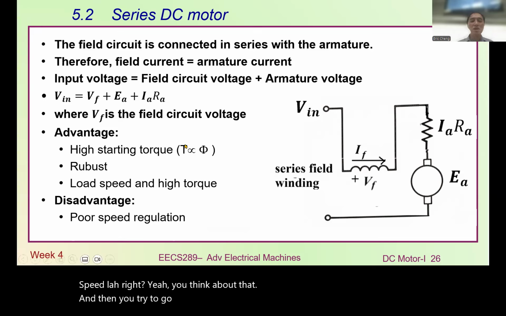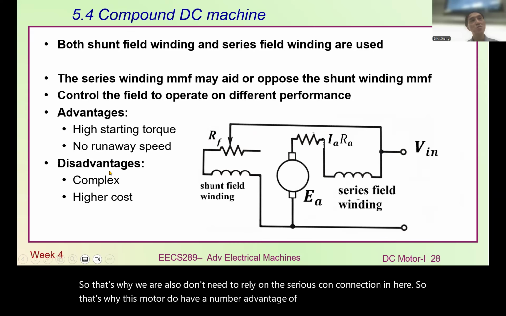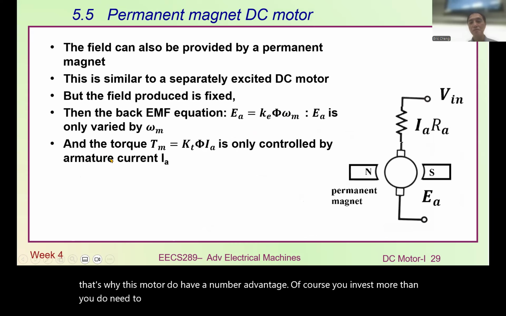So for this compound motor, we also have the disadvantage of high cost, because we need more control of the whole thing here. It gets more complicated, and that's why it's more complex and high cost. So that's one of the disadvantages. But this motor firstly has independent control of IA and IF. So we don't need to rely on the series connection here. That's why this motor does have a number of advantages. Of course, you invest more, then you need to pay more.